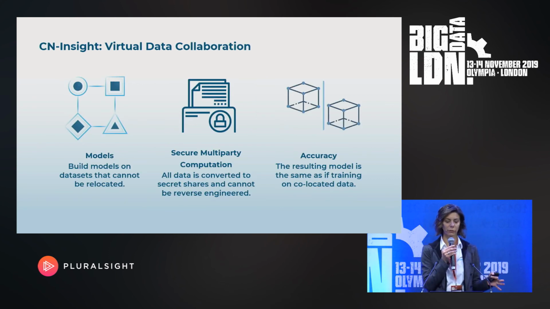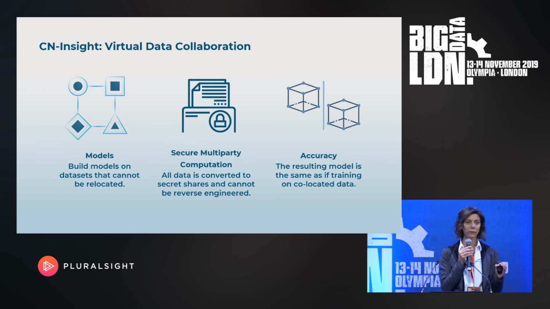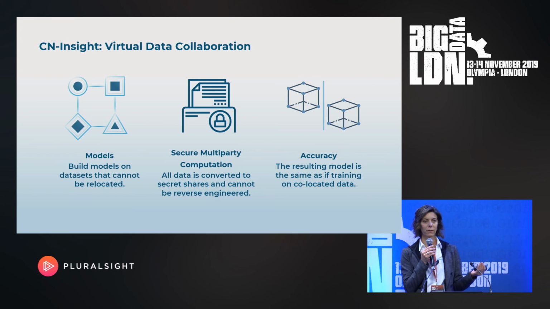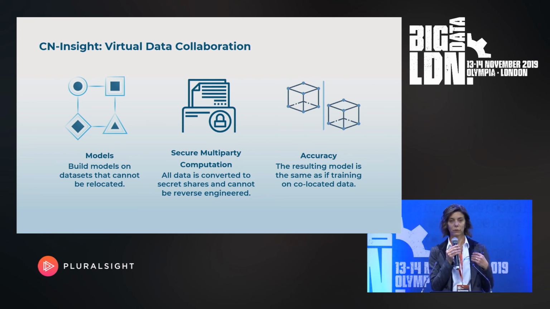Our second solution is our CN Insight solution, which enables virtual data collaboration. It allows you to build models on data sets that cannot be relocated. We use cryptography, and the protocol is secure multiparty computation. All data is converted to secret shares and cannot be reverse engineered. And the accuracy of the resulting model is the same as if training on co-located, in-the-clear data.